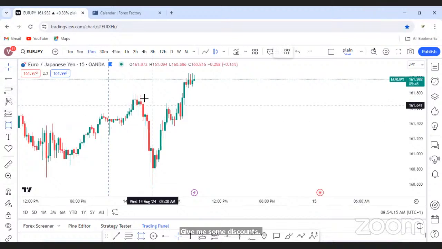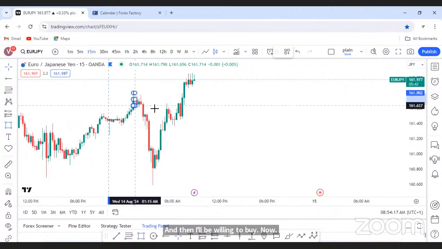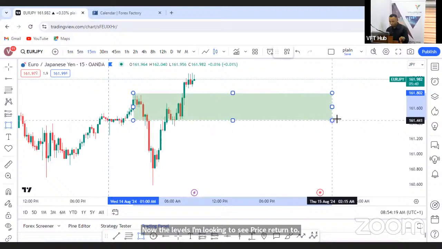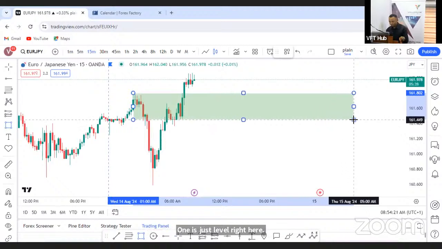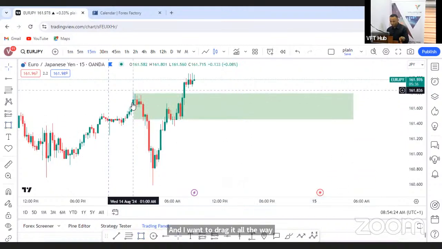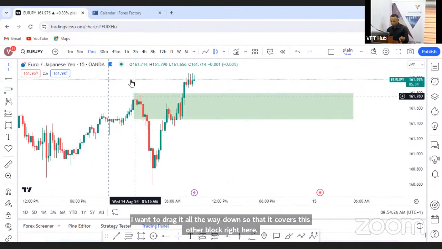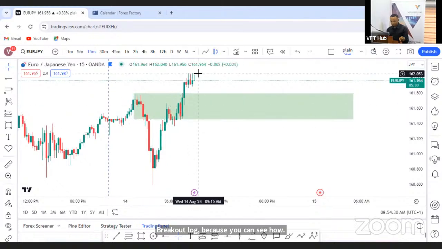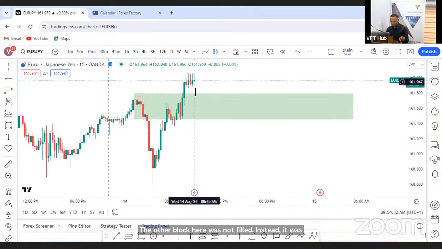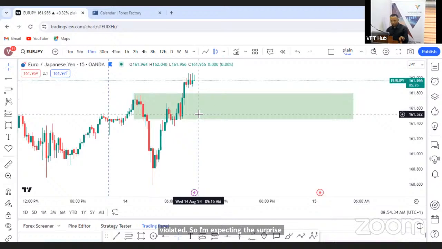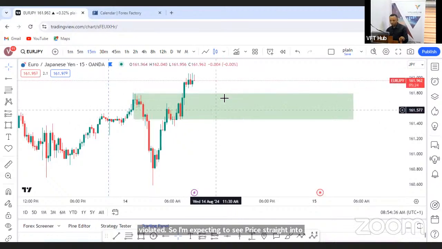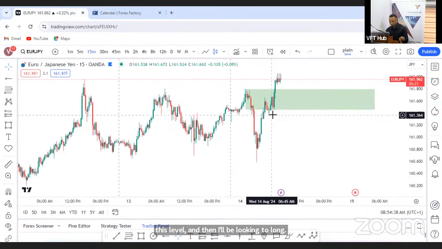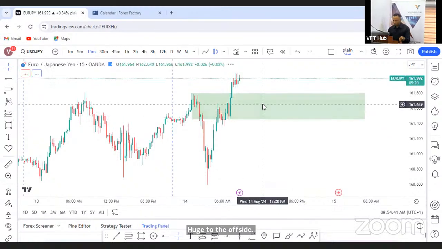Now, the levels I'm looking to see price return to: one is this level right here, and I want to drag it all the way down so that it covers this other block right here. And this is the breaker block, because you can see how the other block here was not filled, instead it was violated to the upside. So I'm expecting to see price trade into this level, and then I'll be looking to long Euro JPY to the upside. Okay, so this is my analysis on Euro JPY for today.